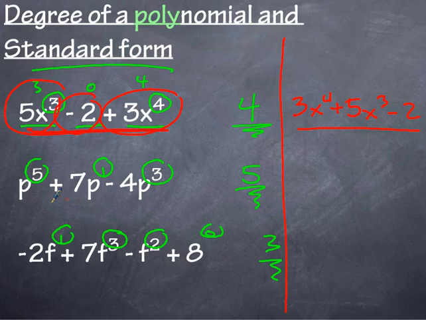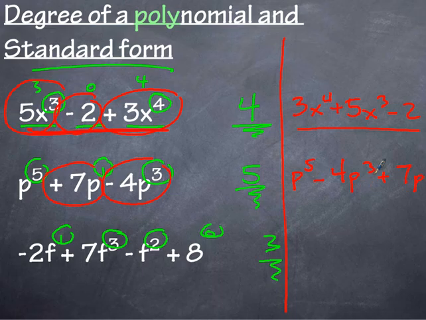Let's try this one. Put this one into standard form. The one with the biggest degree was p to the 5th. Next would come minus 4p to the 3rd. And then finally plus 7p.